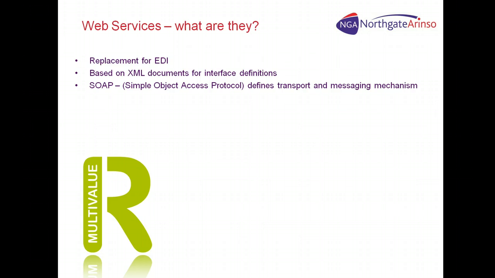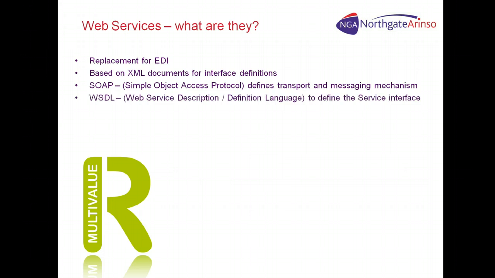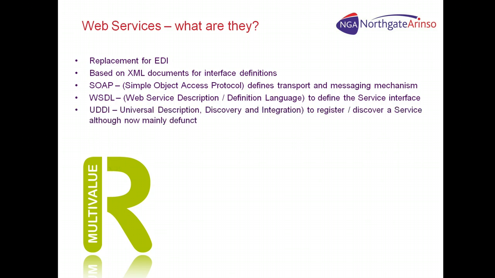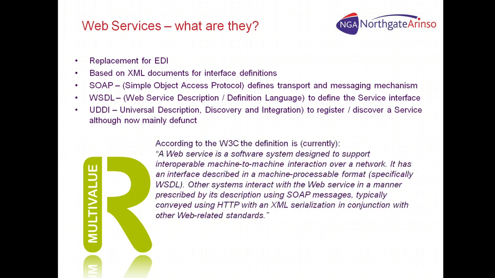Firstly, there was SOAP, the Simple Object Access Protocol, to define the transport and messaging mechanism. Secondly, there was WSDL, the Web Service Description or Definition Language, to define the service interface, and UDDI, the Universal Description, Discovery and Integration Layer, that defined how to register and discover a web service, although this is now mainly defunct. The World Wide Web Consortium, that defines these things, currently has a definition of a web service as follows.